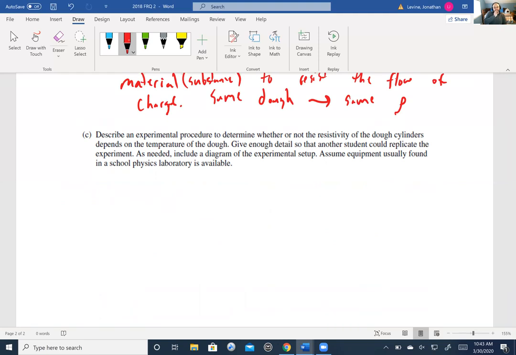I guess the issue is how can we accurately measure the temperature of the dough, right? Because what could we do in order to increase the temperature? We can increase the temperature by simply increasing the current, right? And how can we tie this back to the resistance? Well, we still want to measure the resistivity, but how can I measure the resistivity? Hmm.